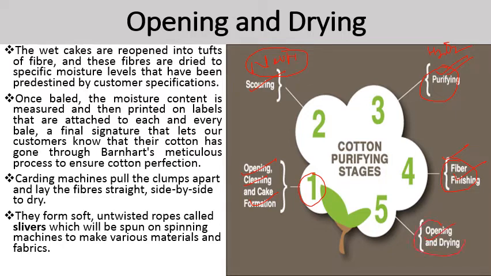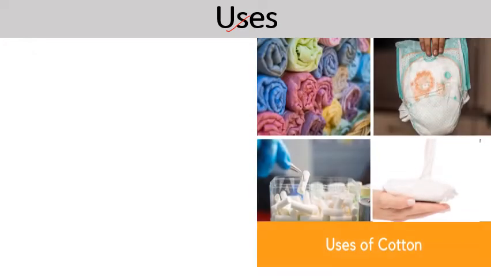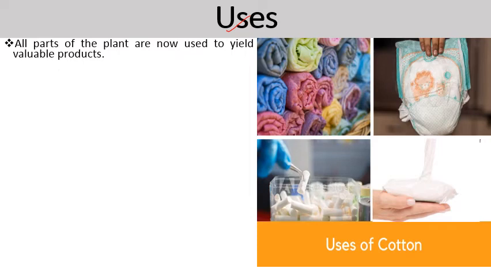Then the last step is opening and drying. And after that, this cotton is ready for use. So these are the various steps. Next come uses. Cotton is used in various items. All parts of the cotton plant are now used to yield valuable products.